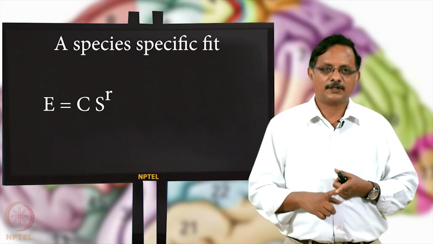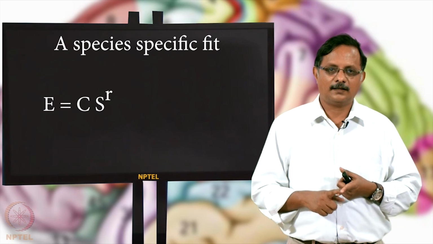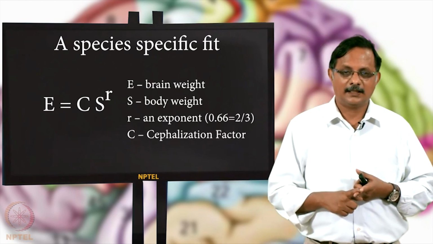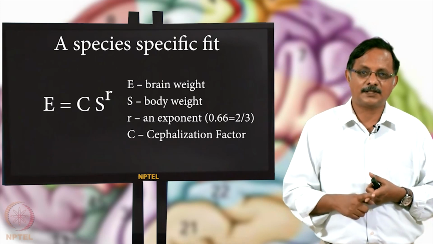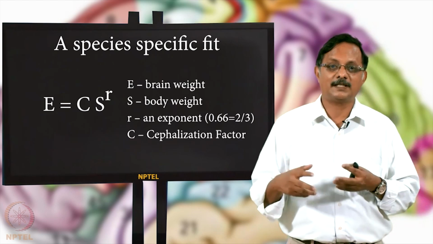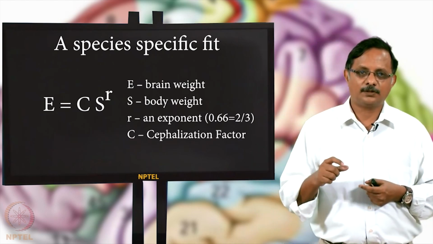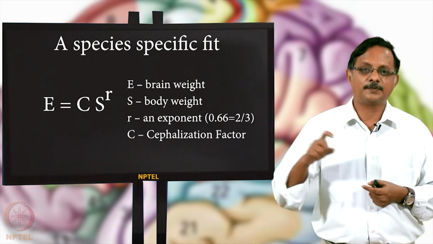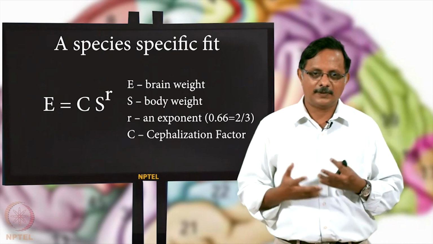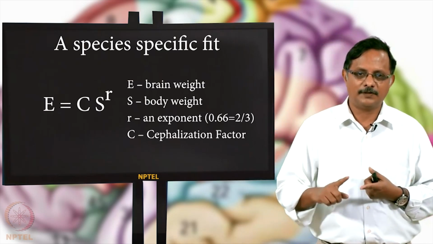So E is equal to some proportionality constant C times S to the power of r, where r is the exponent, which is equal to 2/3 or 0.66, and C is the cephalization factor. It tells you how much that animal is cephalized, or endowed with a brain. People have fitted this kind of formula to different species. They did not just fit a common formula to all the species, because that does not make sense. So they have fitted this formula to various individual species.